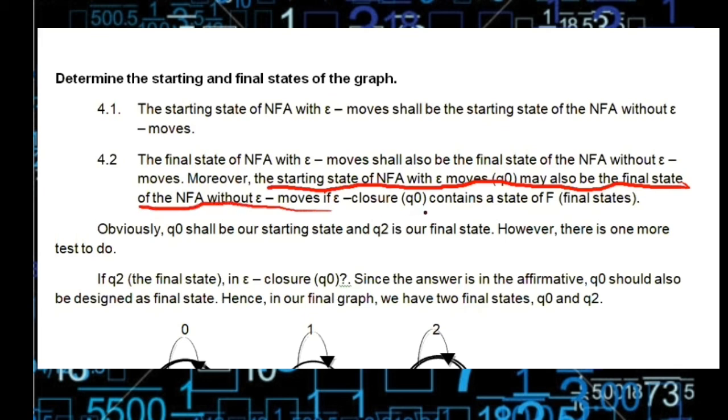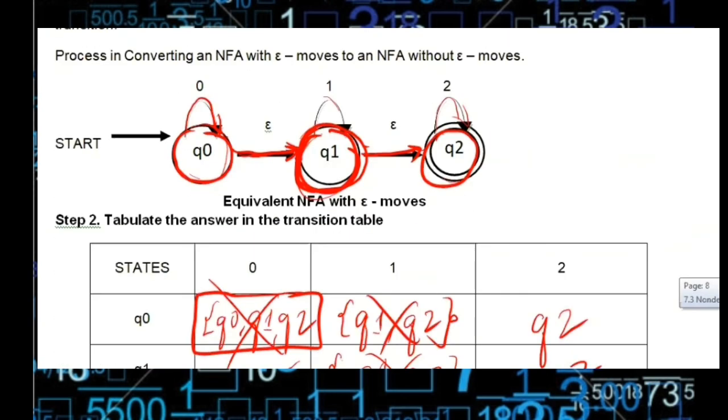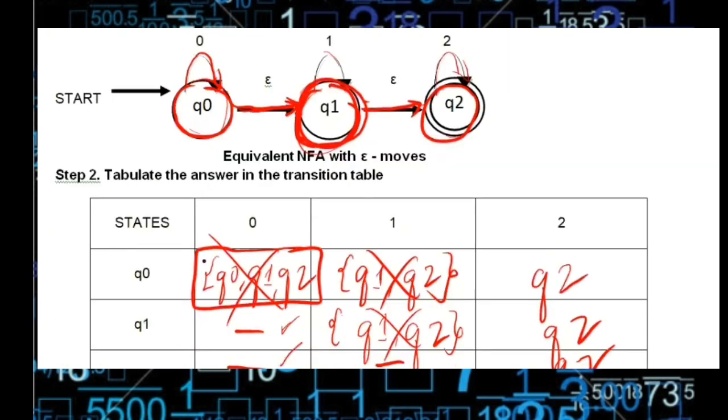If E-closure of Q0 contains a state of F. Ano bang final state natin? F, Q2. Tama? So, tingnan natin yung ating table dito. Kung meron bang Q2 yung ating Q0 na first column. Tingnan nyo yung Q0. Nakalagay na Q0 dito. Q0, Q1, Q2, Q1, Q2, Q2. So, pag kinuha mo lahat ng elements, Q0, Q1, Q2.